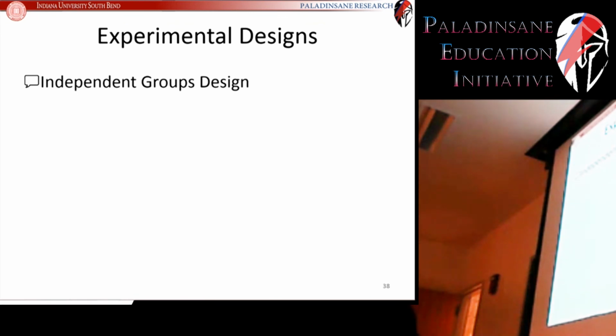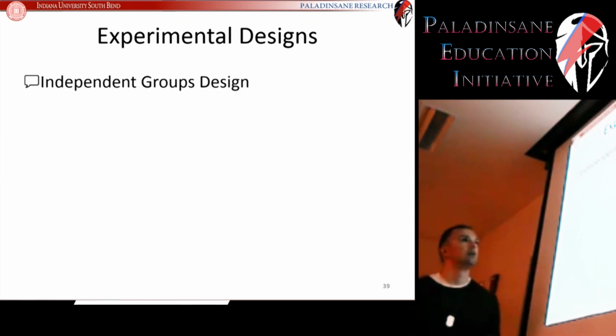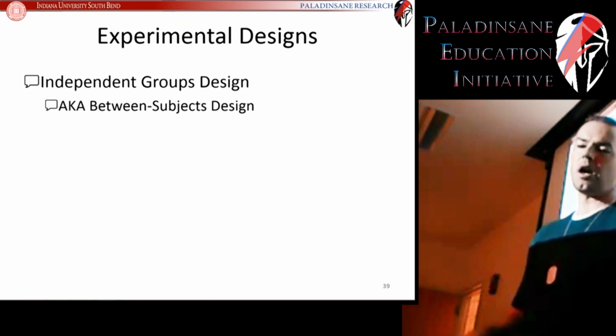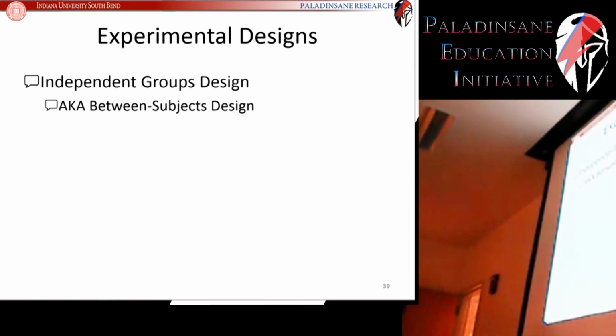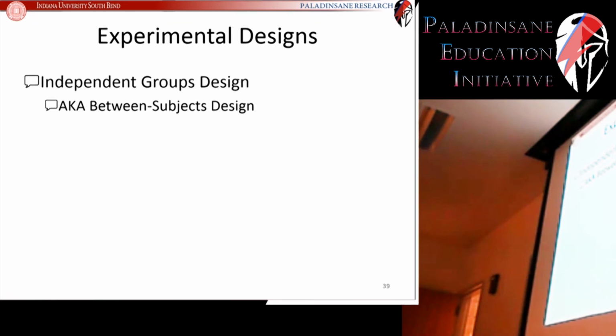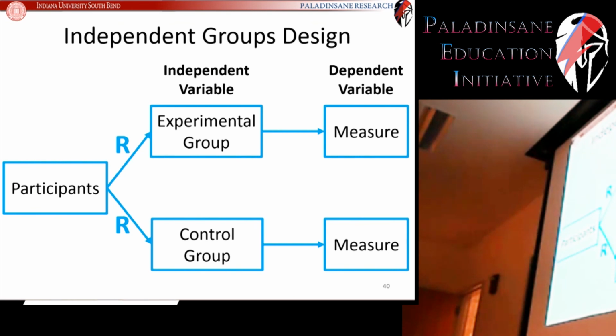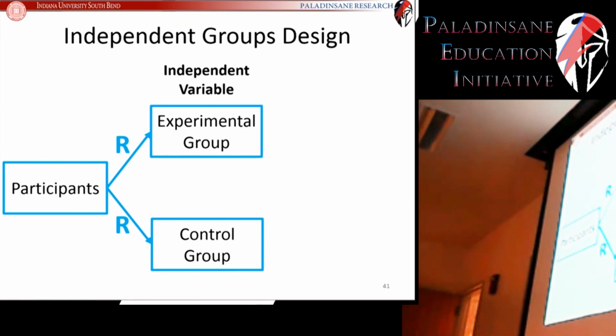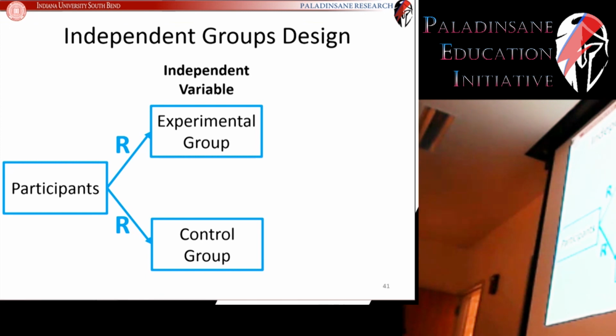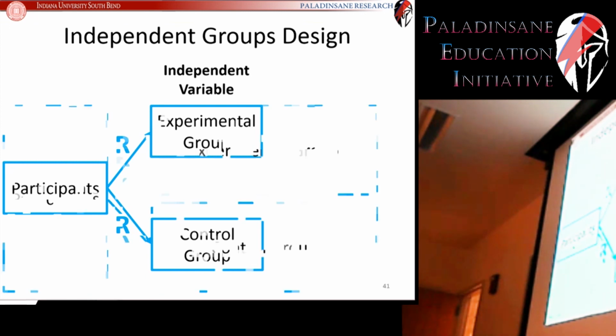This is the one that we actually already took a look at, but let's make it explicit here. The independent groups design is also known as between subjects design. What you do is you take your subjects and you split them between the different levels of your variable. The one that we just saw was an independent groups design, because we took our participants and we split them into two different groups.